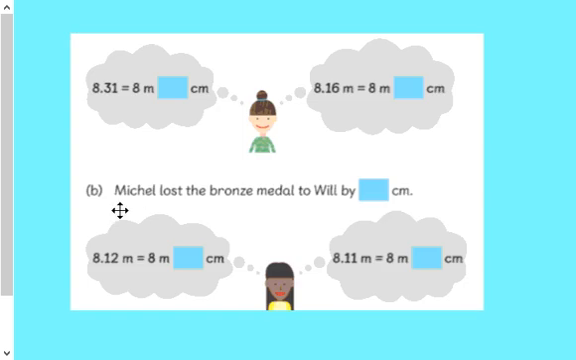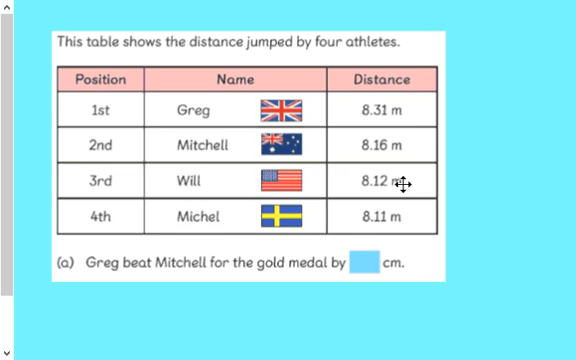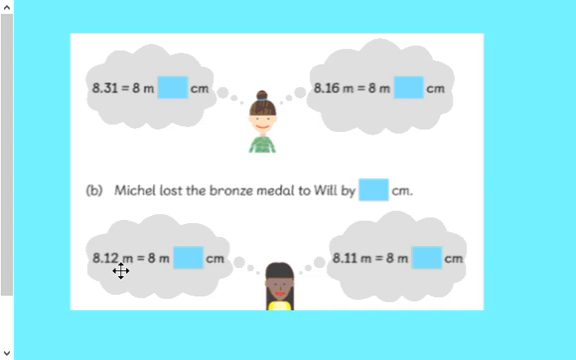Okay, I want us to look at question B here. Michelle lost the bronze medal to Will by how many centimeters? So again, if I look back at the table, Will jumped 8.12 meters and Michelle jumped 8.11 meters. So I'm going to be looking at the difference between these 2 distances. And here, 8.12 would be the same as 8 meters and 12 centimeters. You can see that here, 12 centimeters. Michelle has jumped 8.11 meters, which will be the same as 8 meters and 11 centimeters. So the difference between 12 and 11 is 1 centimeter. So unfortunately for Michelle, he lost the bronze medal to Will by 1 centimeter.